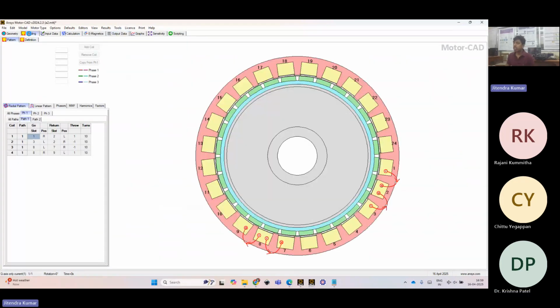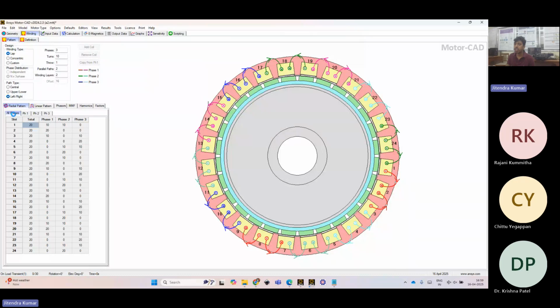You could see here, this is the topology, and it is a bit slow because the simulation has started. But anyway, you could see all those winding configurations, right? And here, the number of parallel paths we have provided is equal to 2. We will see what happens if we change it to 1, and how the number of conductors will change.